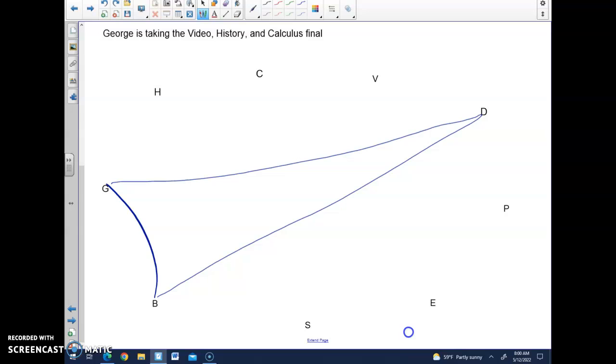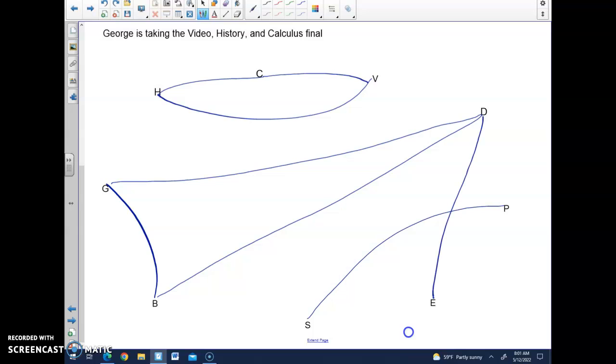Joe is taking physical education and Spanish. Spanish is connected to English. History, video, and calculus: history to video, calculus to video, and calculus to history. English and driver's ed. Physical education and biology.